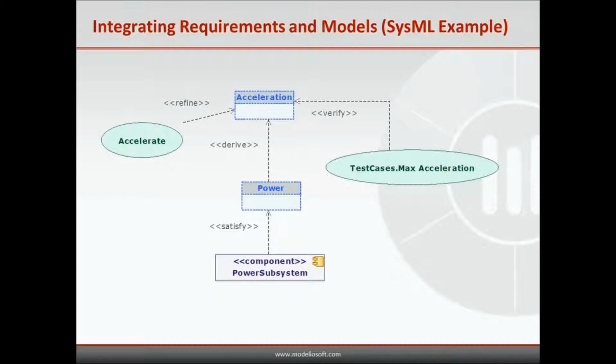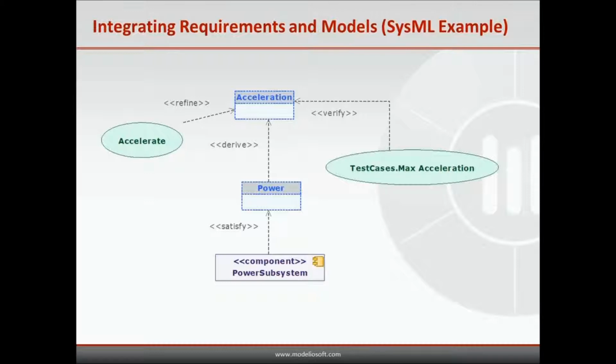So of a system. Maybe the system is a vehicle. If you need a strong acceleration for the vehicle, you will have a requirement to have a strong power. So the power requirement derives from the acceleration. So there is a link between those requirements.